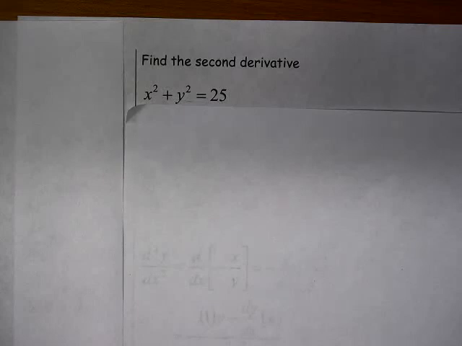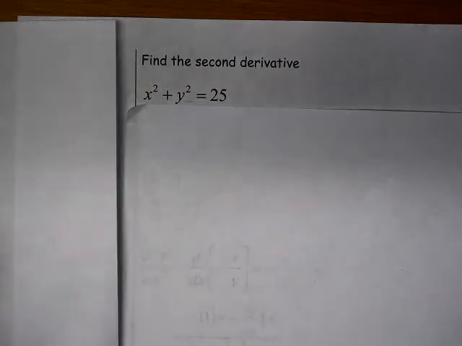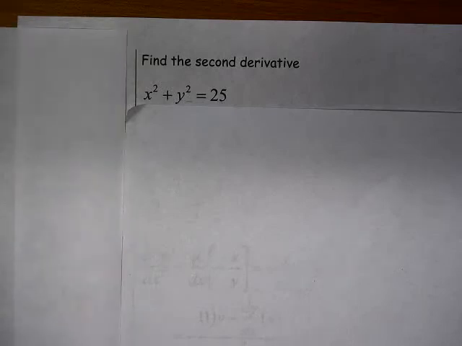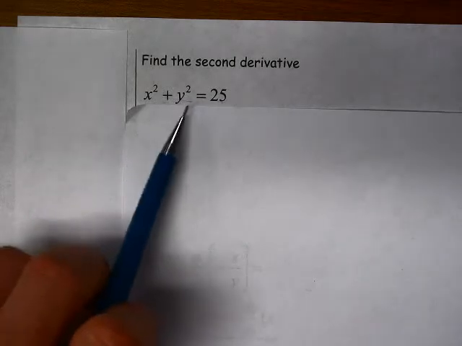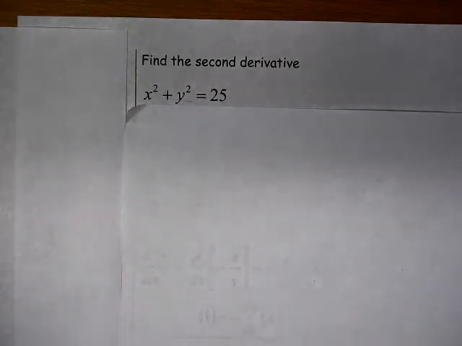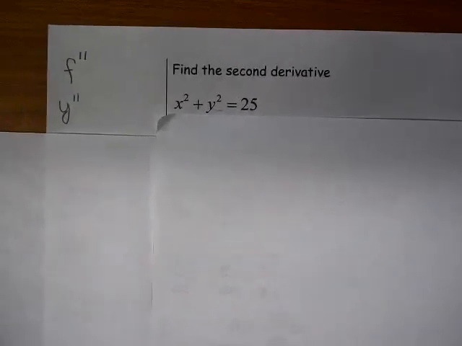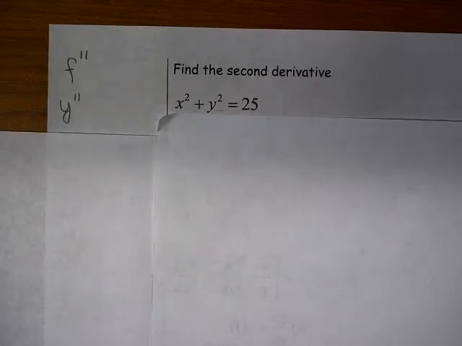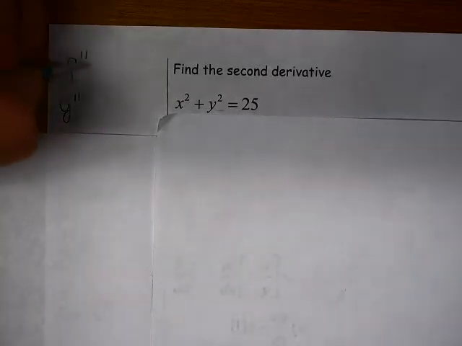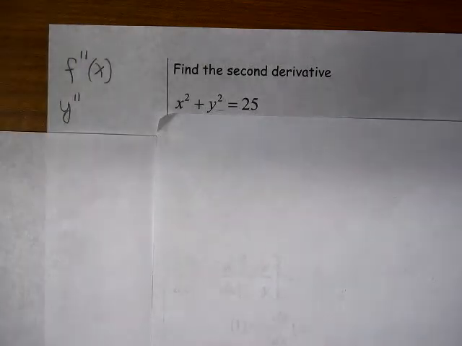The last example we're going to talk about in section 2.5 is to find a second derivative. So I'm going to start with x squared plus y squared equals 25. You may recognize that as a circle centered at 0, 0 with a radius of 5. And I want to talk a little bit about notation first. Some different notations for the second derivative might look like this. We have f double prime or y double prime. We might have f double prime of x.